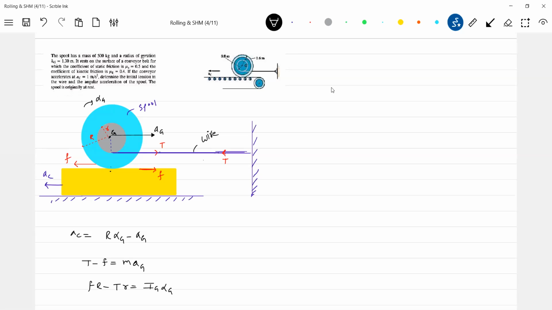How many unknowns are there? Check it once. I need one more equation. Am I right? The acceleration of this point should be equal to this one. So if you're getting confused, I'll introduce points so that it'll be easy for you. For no slipping, AP2 should be equal to AP1. For no slipping between spool and belt.